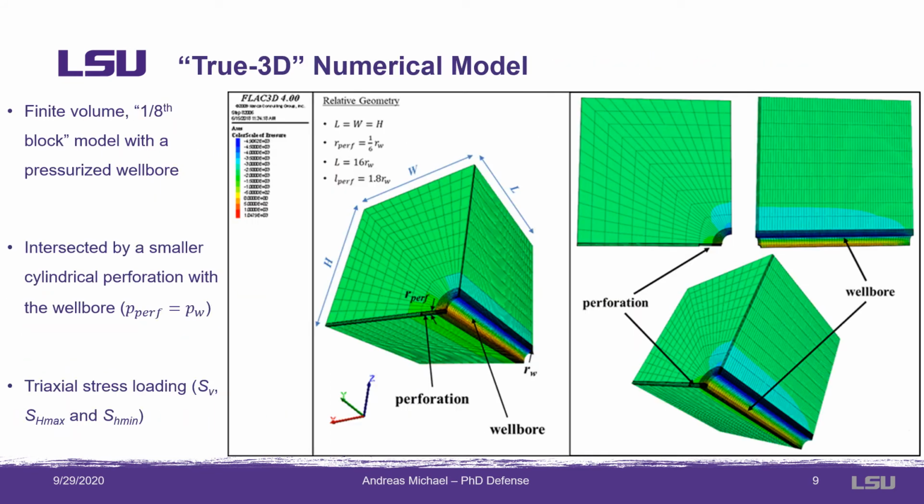To assess the validity of the modified Hossain expressions, I built a numerical model in FLAC 3D, which I call the True Three-Dimensional Numerical Model, which was described in more detail at my general exam and in chapter 4 of my dissertation. FLAC 3D is a finite volume simulator which uses stress and strain boundary conditions. This is the mesh of my model, which involves a 1/8 block model showing a wellbore going through, intersected orthogonally with the cylindrical perforation of smaller radius. The relative geometric dimensions are shown here.